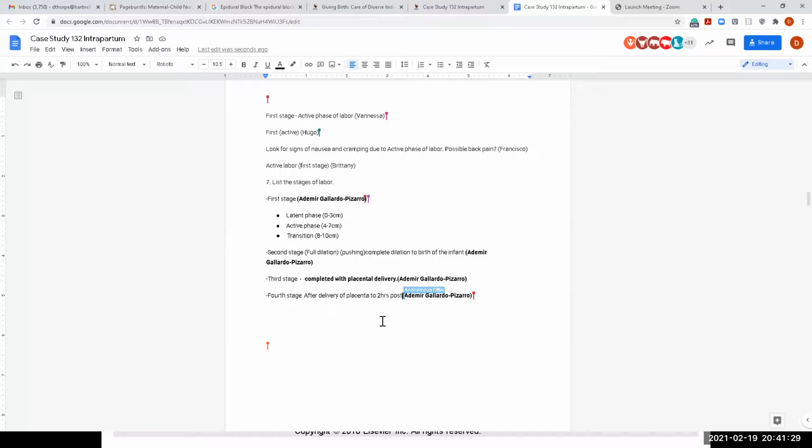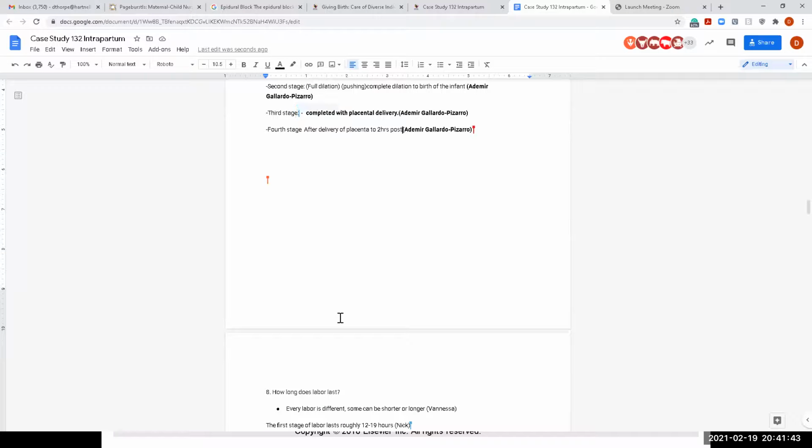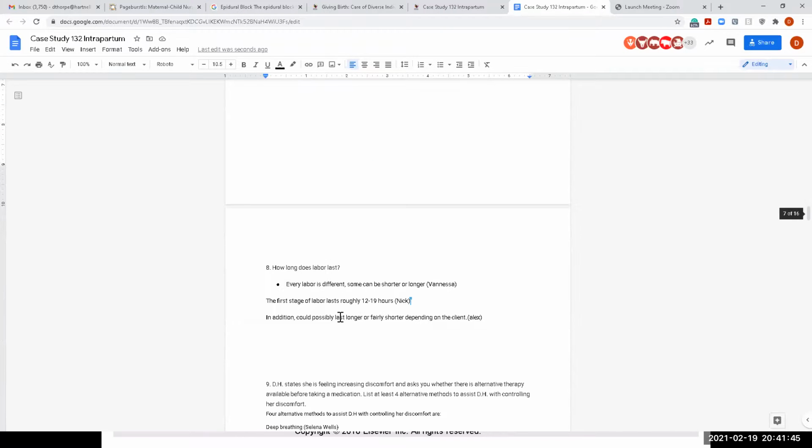Is that in regards to the mother care, like stable, like this fourth? Yeah, the fourth one, the fourth stage. Is that what you're talking about? 2 hour post? Yeah. Yeah, it would be in relation more to mom. Exactly.